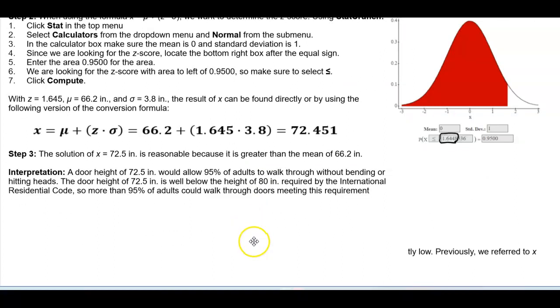And so here's the interpretation. A door height of 72.5 inches would allow 95% of adults to walk through without bending or hitting their heads. The door height of 72.5 inches is well below the height of 80 inches required by the International Residential Code, so more than 95% of adults could walk through the doors meeting this requirement without bending or hitting their heads.